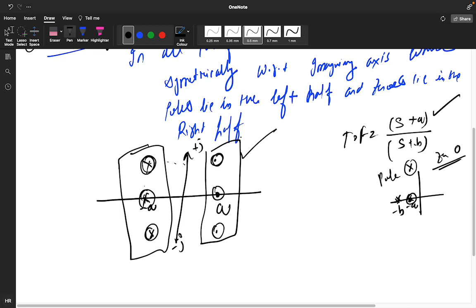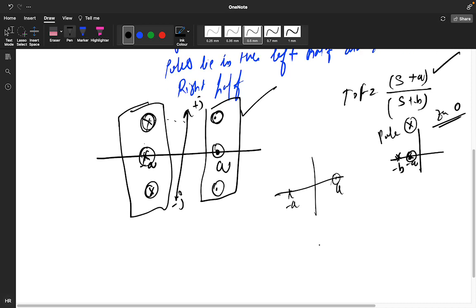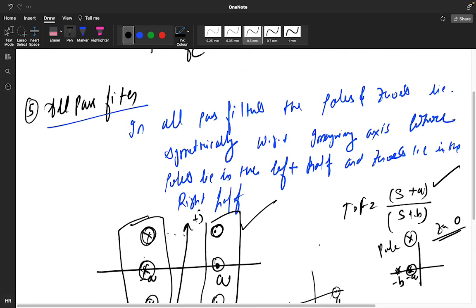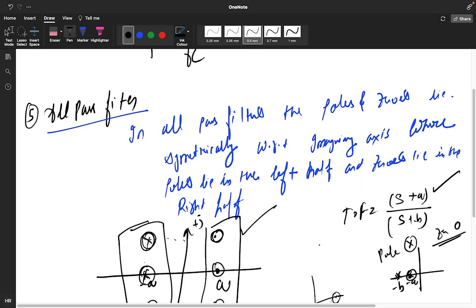This was one simple example: like you are getting a pole at minus a here, then in an all pass filter the zero at a should come on that side. Okay, guys, understood up to this? Prasanna? Yes, sir, clear.